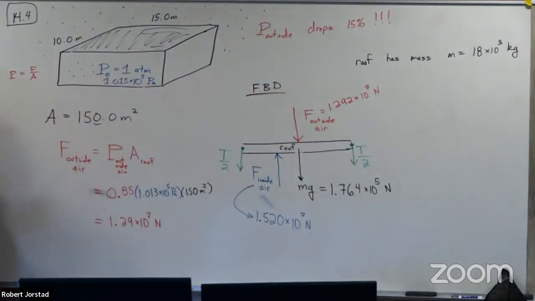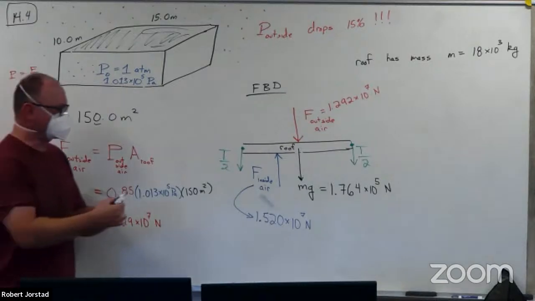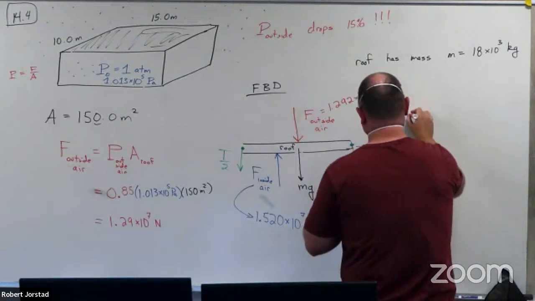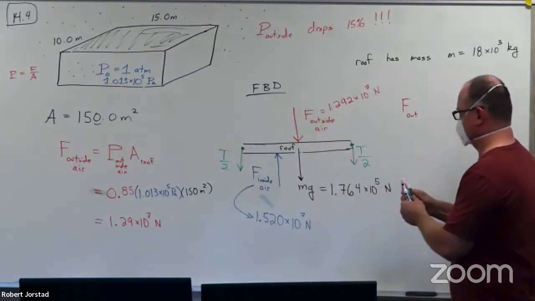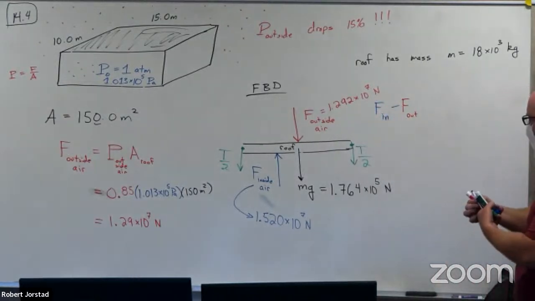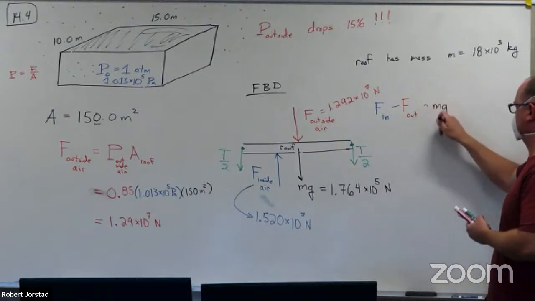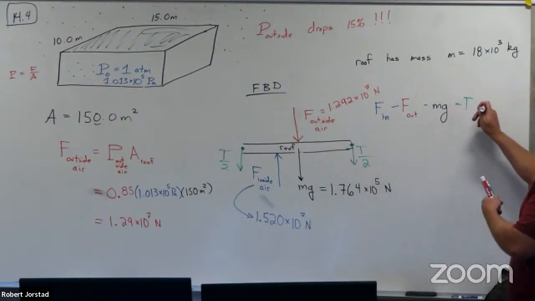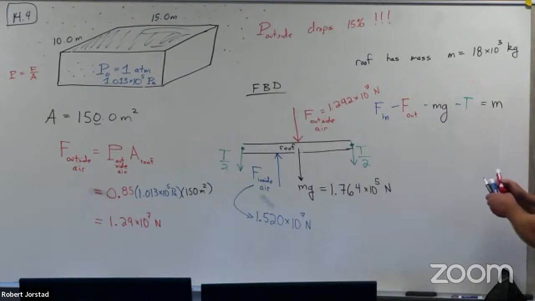Number two, if I write this up, I get F in minus F out minus mg minus tension equals the mass of the roof times the acceleration of the roof. If we want the roof to stay in place, we want its acceleration to be zero, but I wanted to look at these two terms, right?